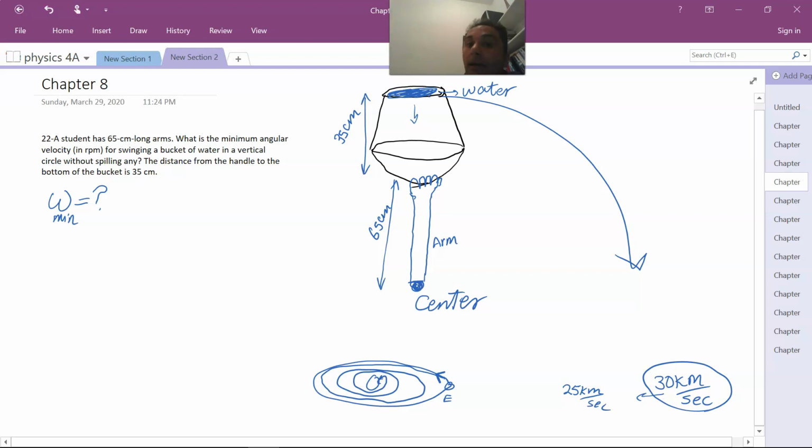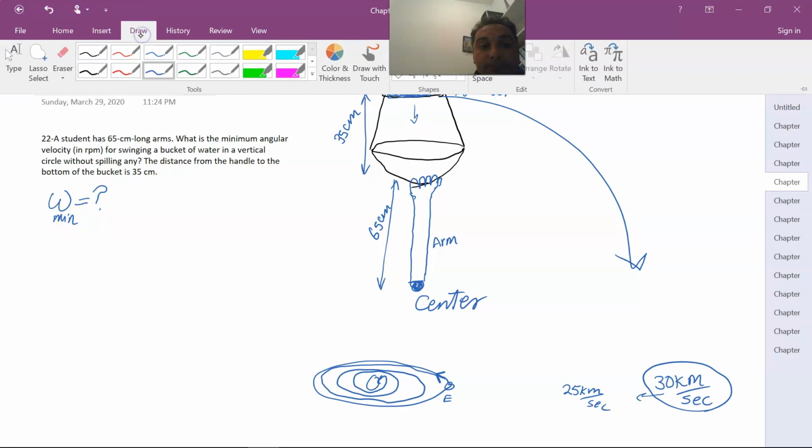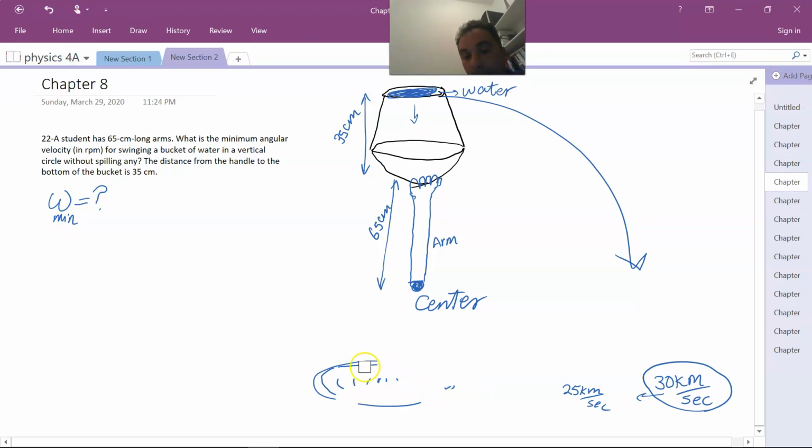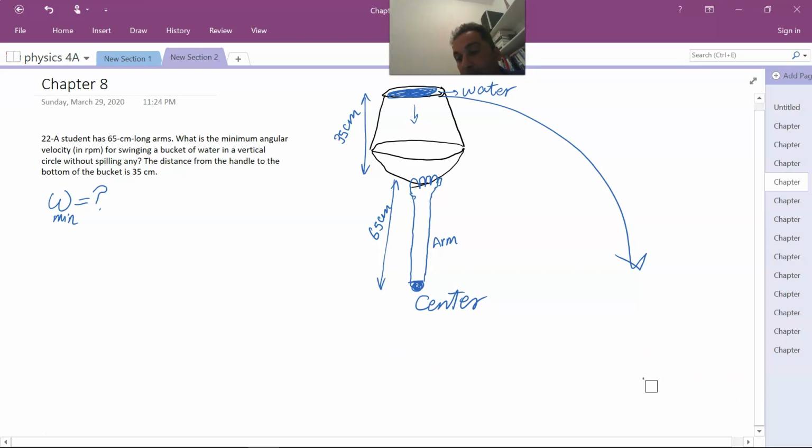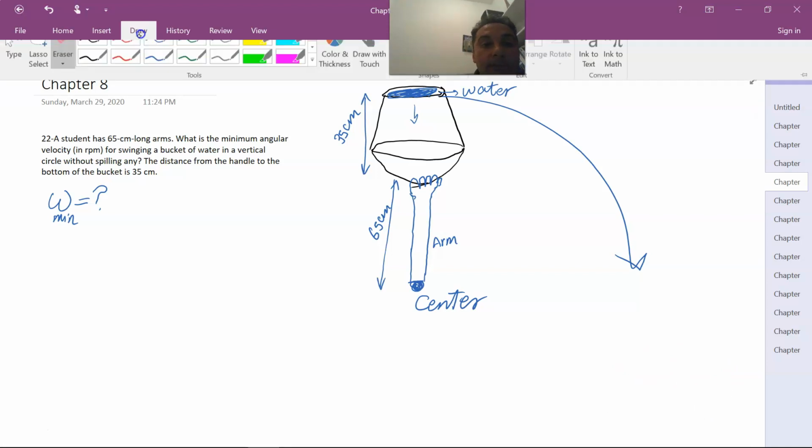That's why the water must have enough velocity to stay on the end of the bucket. If not, that water will fall. So they ask you, what is the minimum rotation? What can I do? What do you think? So think about it, please.